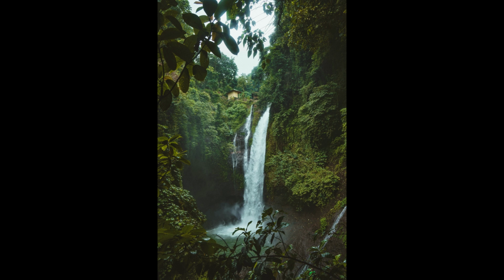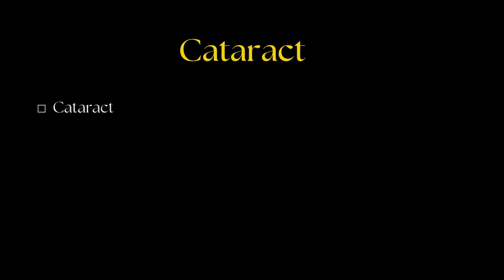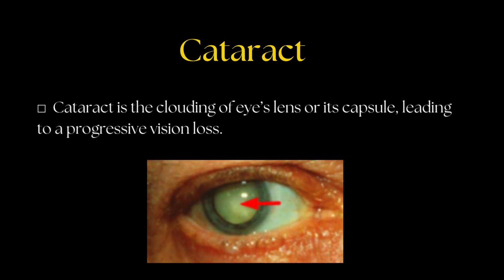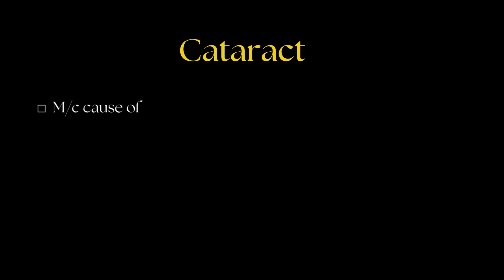The word cataract comes from the Latin word cataracta, which means waterfall. Cataract is the clouding of the eye's lens or capsule, leading to progressive vision loss. This condition develops gradually and can significantly impact daily activities if left untreated. Cataracts are the most common cause of blindness, responsible for approximately 50% of cases worldwide.